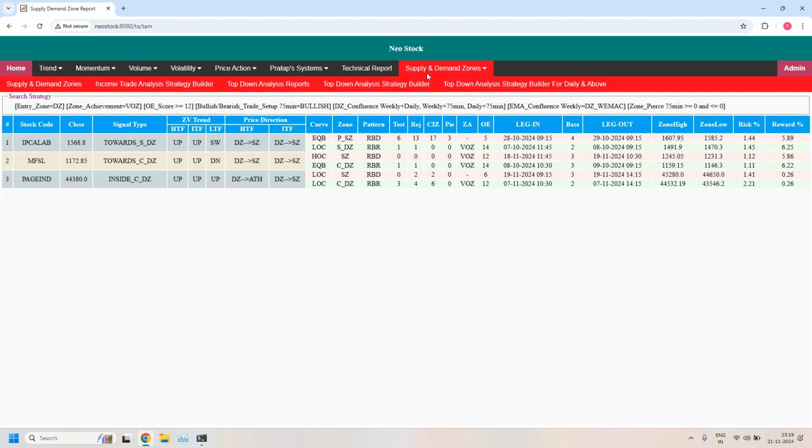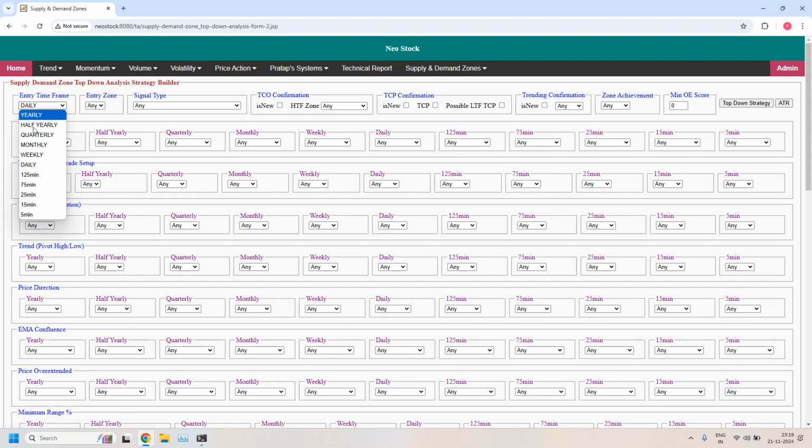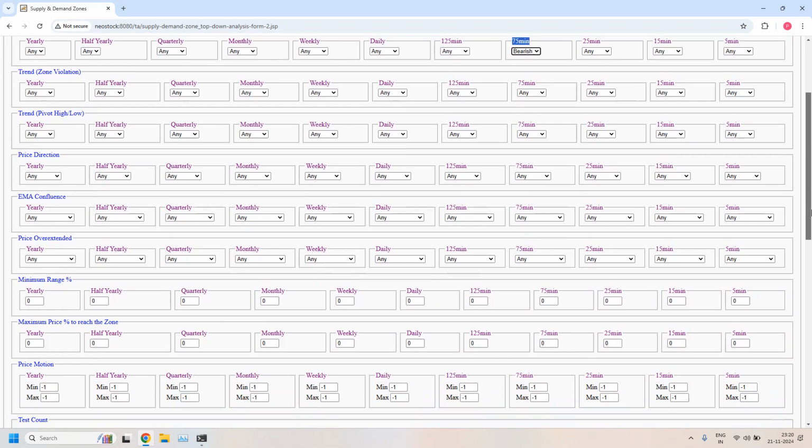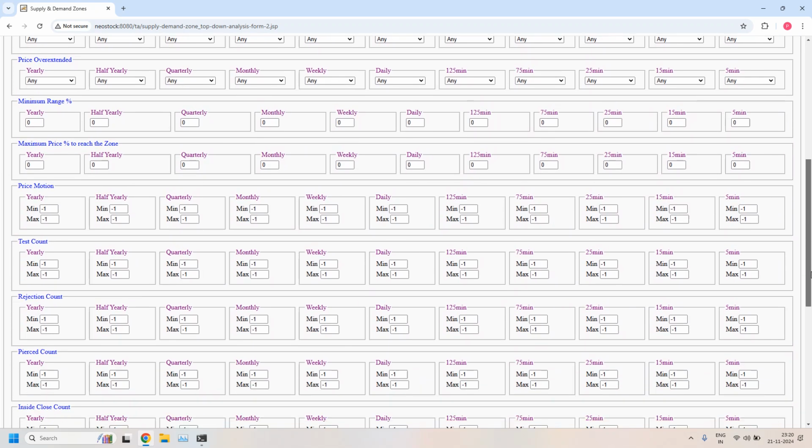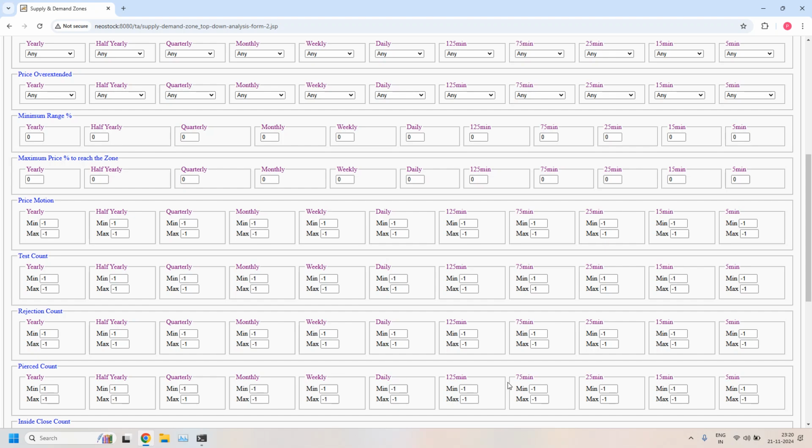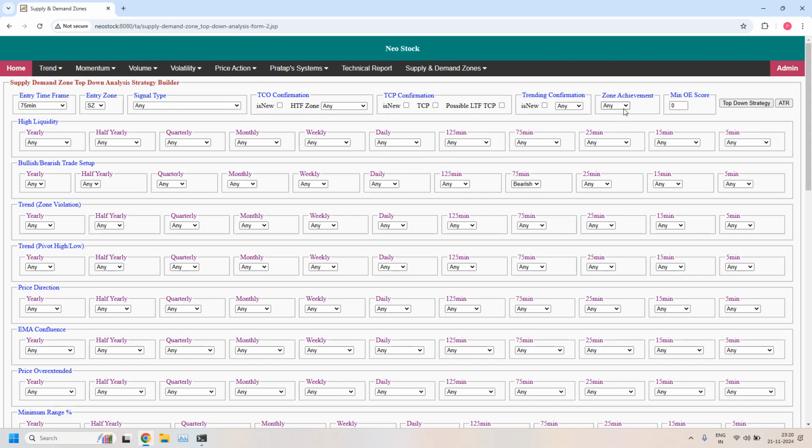Next, bearish trade setup for weekly income trade. Entry time frame is 75 minutes. Entry zone is supply zone. In bullish or bearish trade setup at entry time frame 75 minutes, I am selecting bearish. This 75 minute supply zone should not be pierced. So in the pierced count at 75 minutes time frame, minimum value I am setting 0, maximum value is 0. And zone achievement violated, opposing zone, minimum order enhancer score 12. All 3 filters are applied to the 75 minutes supply zone.